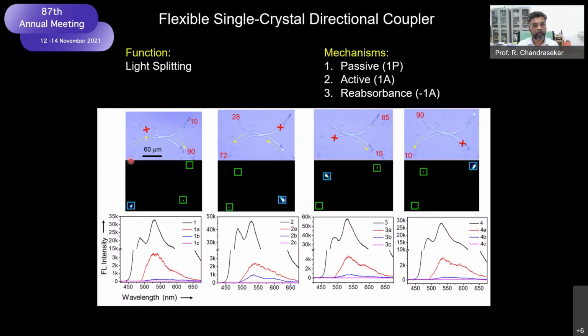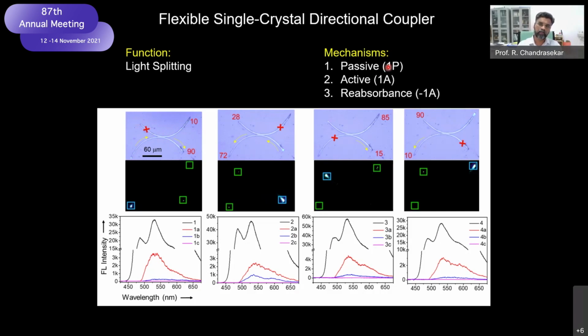And when you shine a light, that is the input light, the light travels around this crystal, and the majority of the light outcouples at this point. And evanescently, some of the light is also coupled here, and then it also outcouples at this point. Okay, and there is no light outcoupled at this point, which shows the directional coupling behavior of this particular circuit, and the light splitting actually happens in organic crystals.